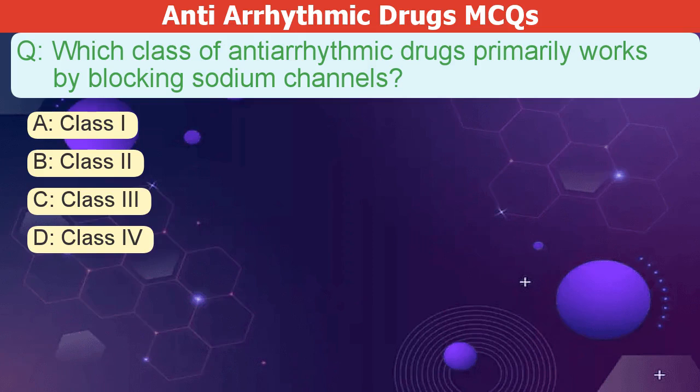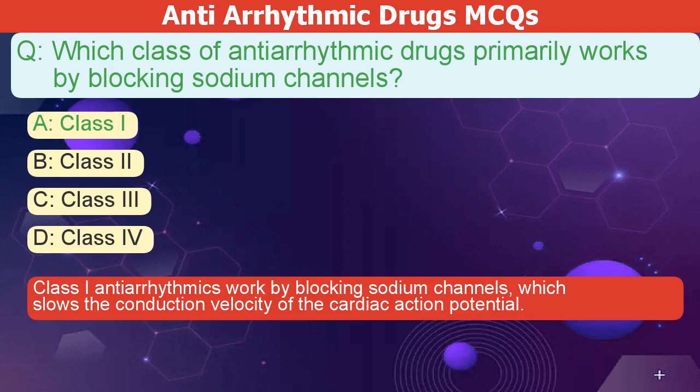Which class of antiarrhythmic drugs primarily works by blocking sodium channels? A. Class I. B. Class II. C. Class III. D. Class IV. The correct answer is A. Class I antiarrhythmics work by blocking sodium channels, which slows the conduction velocity of the cardiac action potential.